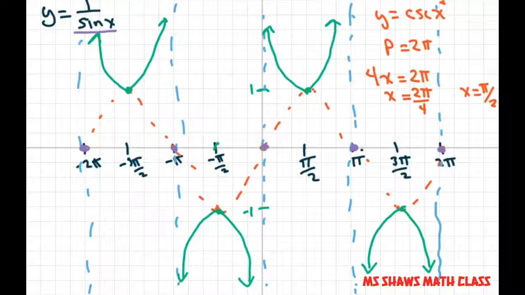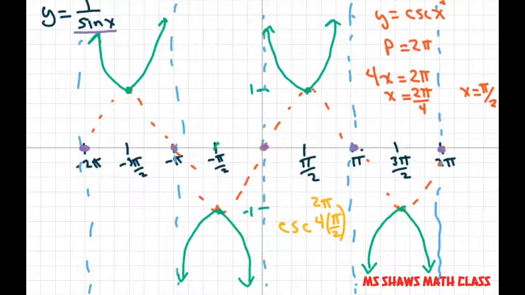Can you plug it in? I'm trying to plug it in on this graph. You have cosecant of 4 times pi divided by 2, and that gives you your 2 pi.